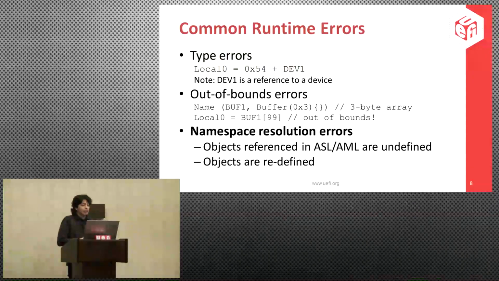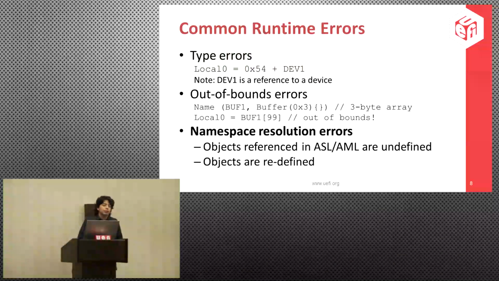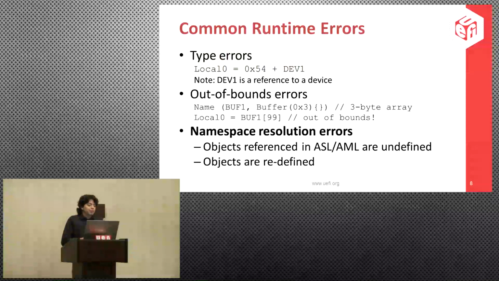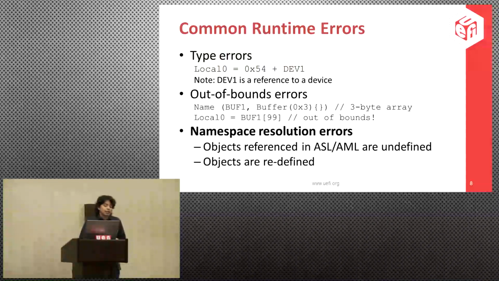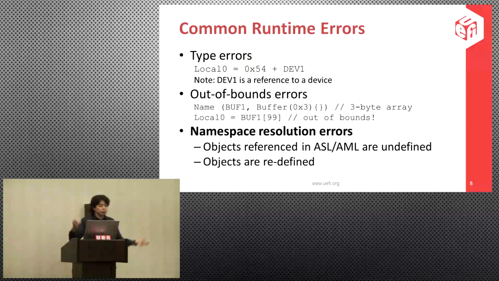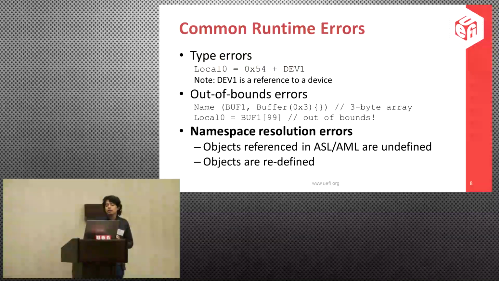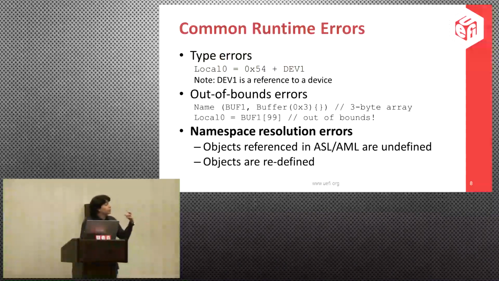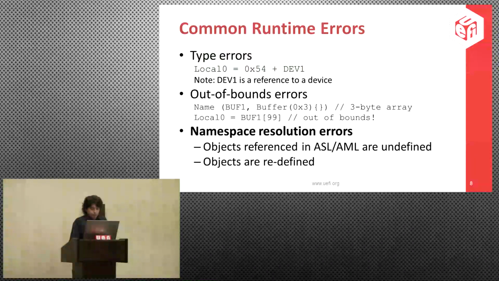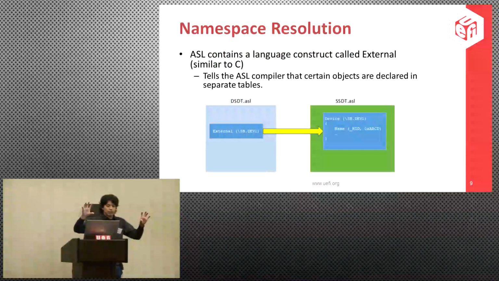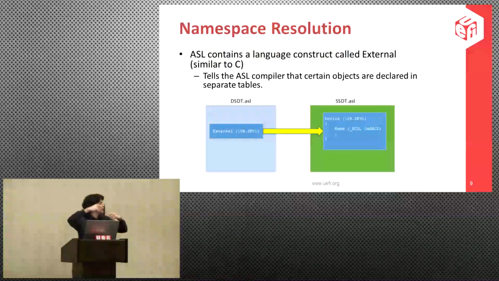And the last kind of error are called namespace resolution errors. So in this case, the objects or these variables referenced in the ASL and AML are undefined or they're redefined. And this tends to happen across multiple ACPI tables. So in the case that there are multiple bytecode executable tables that refer to each other, there may be some issues there. So how does this happen?